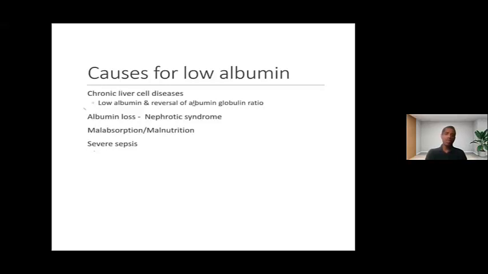So what are other causes for low albumin? It may be albumin loss, like in nephrotic syndrome, or malabsorption, or malnutrition. And keep in mind, even in severe sepsis you will get low albumin, because albumin is a negative acute phase reactant. CRP you consider an acute phase reactant with a positive response, but albumin and cholesterol are negative acute phase reactants. So that's why it is very low in severe sepsis.